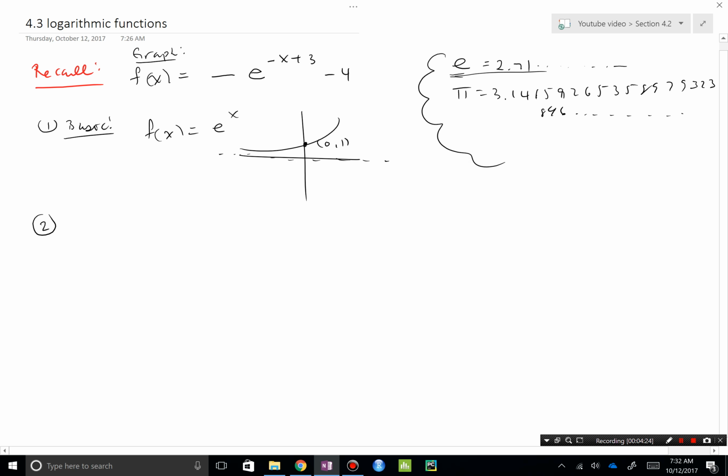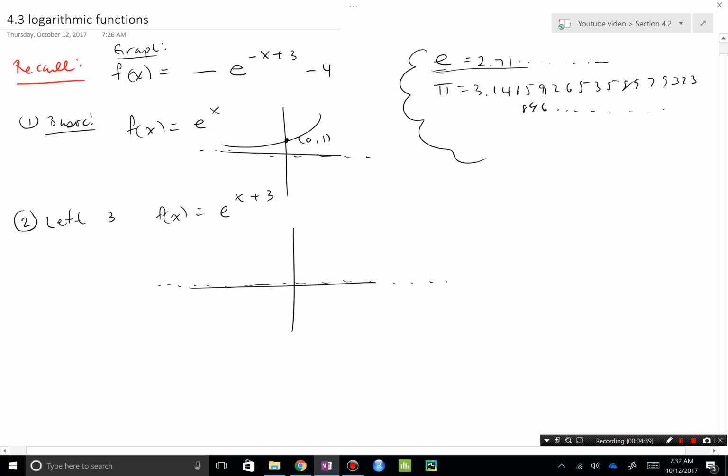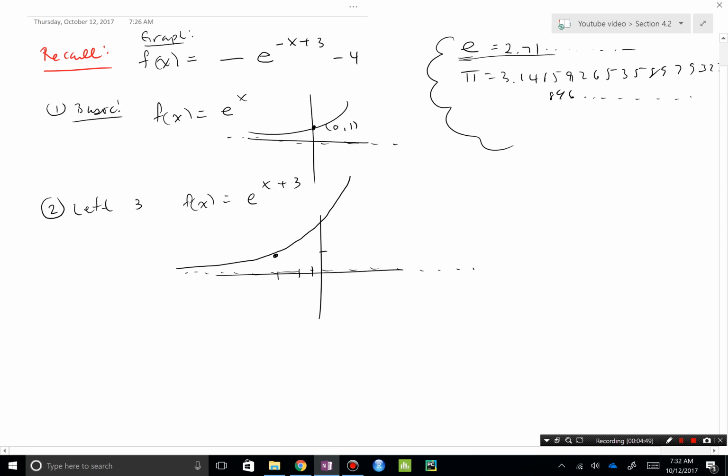Okay? So I'm going to go left 3. Remember, this guy is counterintuitive. Right? So this is f of x equals e to the x plus 3. So we're going to go, remember, if you move an asymptote left, it ain't going anywhere. It just doesn't make sense to go anywhere, right? But this guy, which is right here, bingo. Okay? That's 1. 2.